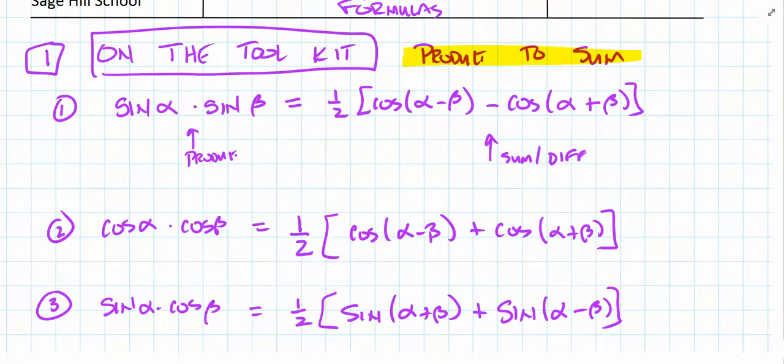So all of these right here, these are called the product to sum formulas, right? They should be in the toolkit. We do not need to be responsible for memorizing these. All we need to do is be responsible for knowing how to use them.